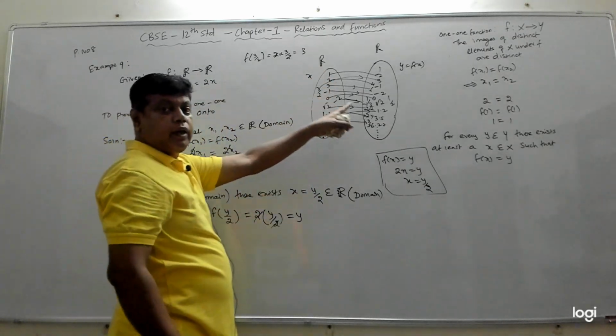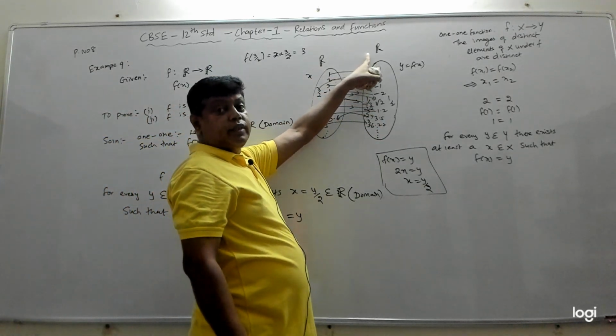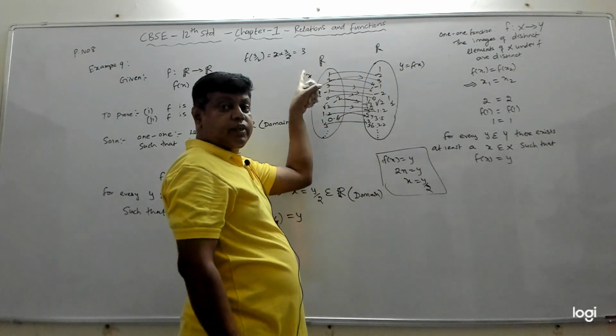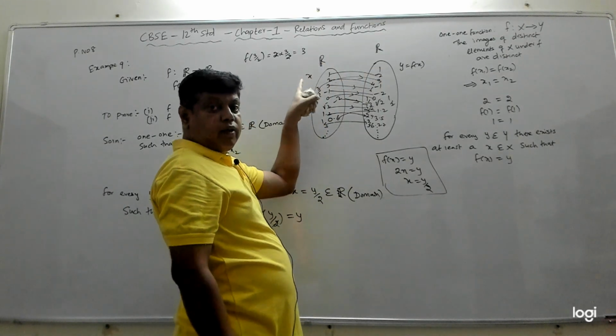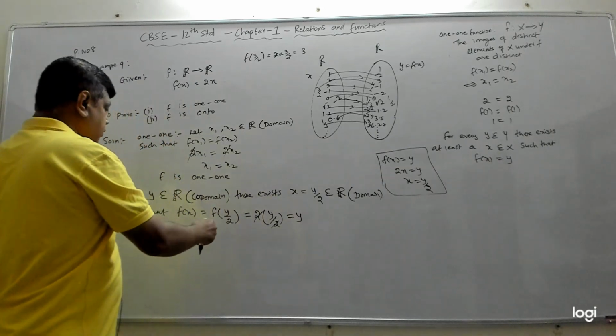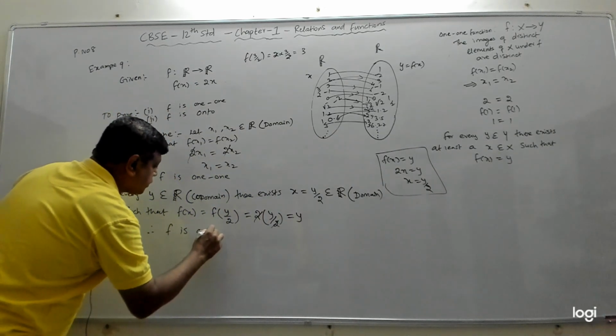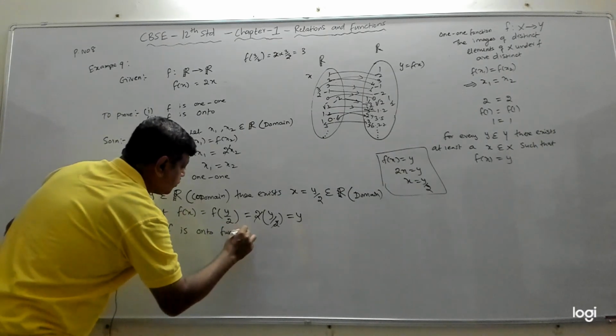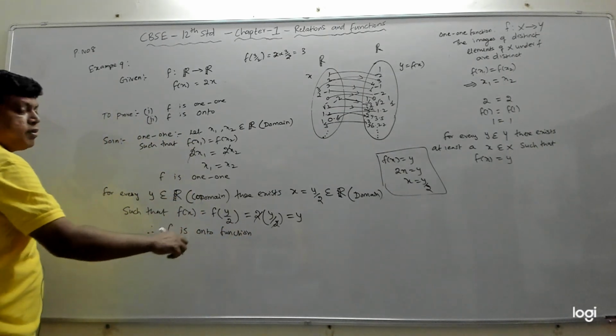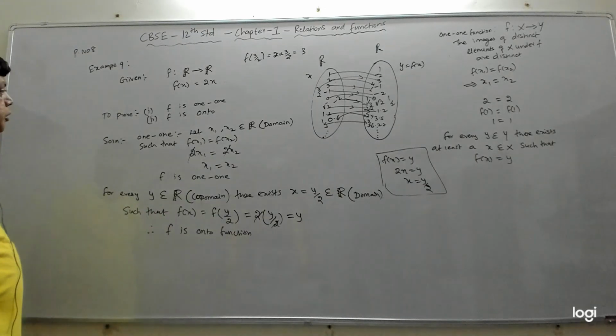So for every y in this R, which is the codomain, there exists an x in the domain such that f of x is equal to y. Therefore, f is onto. Therefore, f is an onto function. So we have proved f is 1 to 1 and we have proved f is onto. So all of you please pause the video and take the notes.